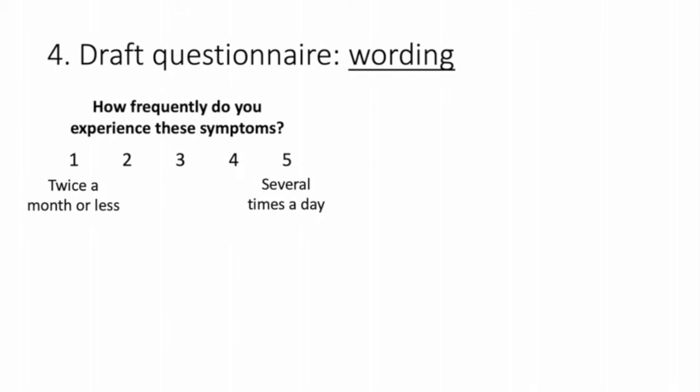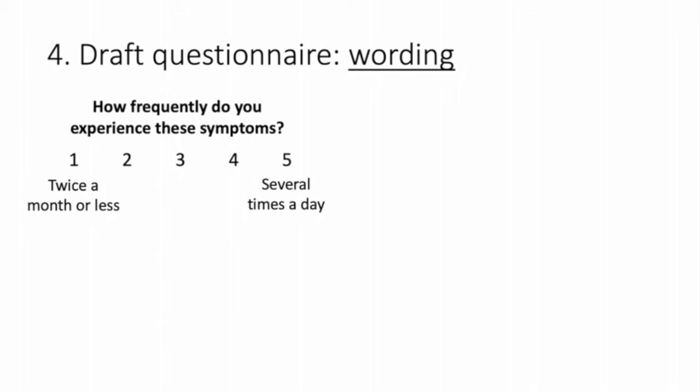Just to give you another example, this is a health-related questionnaire where participants were asked, how frequently do you experience these symptoms? And then there was a list of symptoms, and they could pick from 1 to 5 again, where 1 equaled twice a month or less, and 5 equaled several times a day.